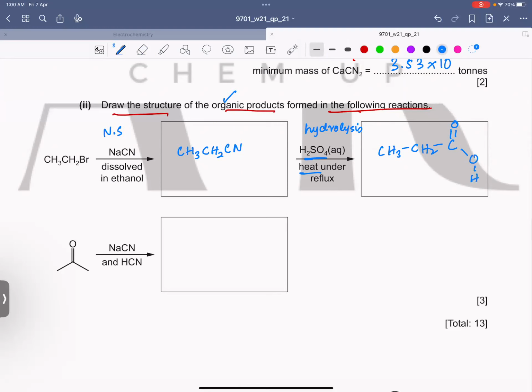Okay, so now if you look at the second reaction, we have a ketone, and that is reacting with NaCN. So in case of a ketone, what would happen? This double bond is broken down. We have an OH group bonded over here, and we have a CN group over here.